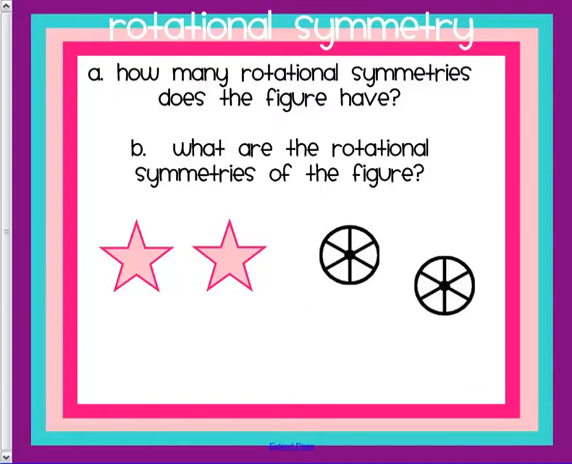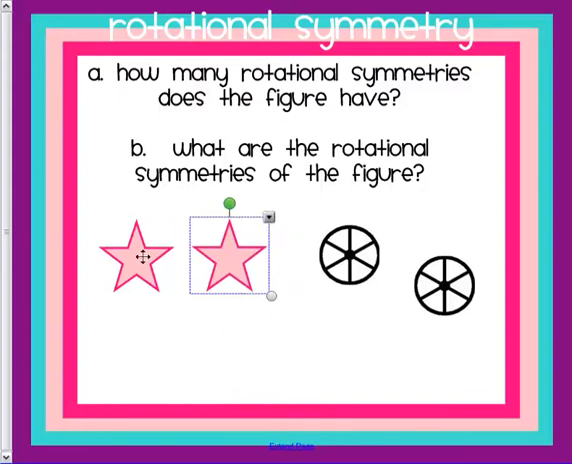Hey guys, today we're talking about rotations and rotational symmetry. So if we look at these two shapes, we're trying to figure out how many rotational symmetries they have and what they are. So symmetry is when you can cut a shape and it reflects and looks like itself, while rotational symmetry is when you can literally rotate the shape and it becomes the same shape.